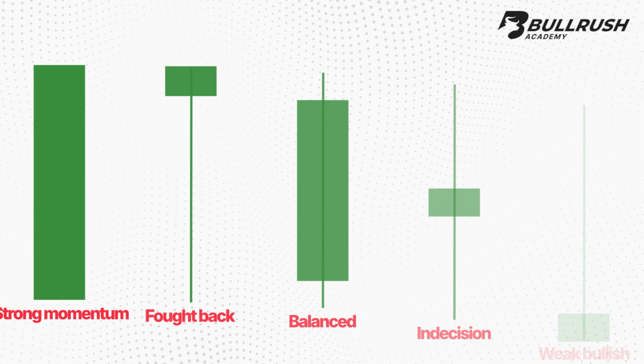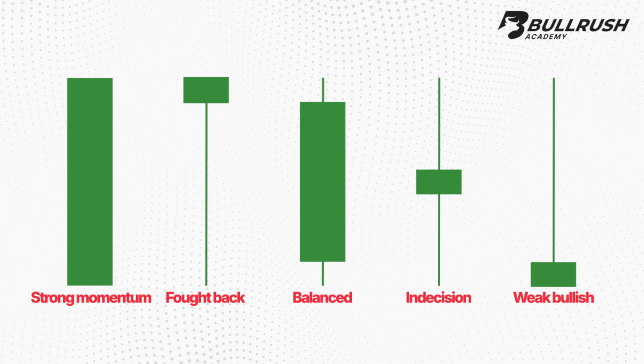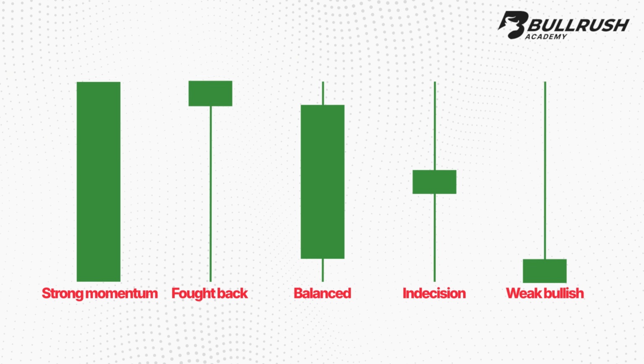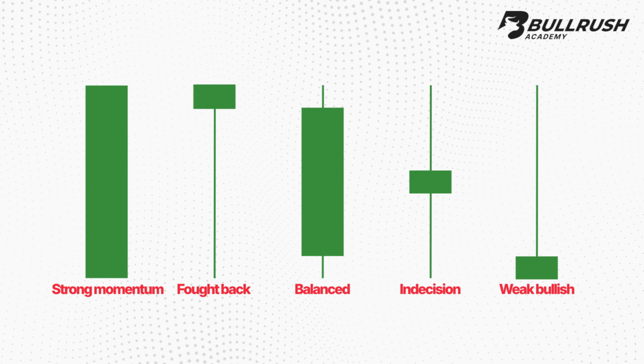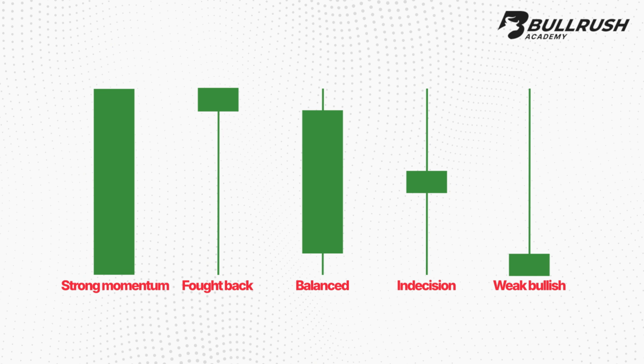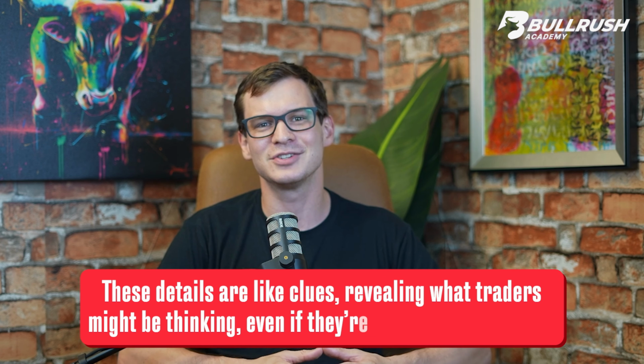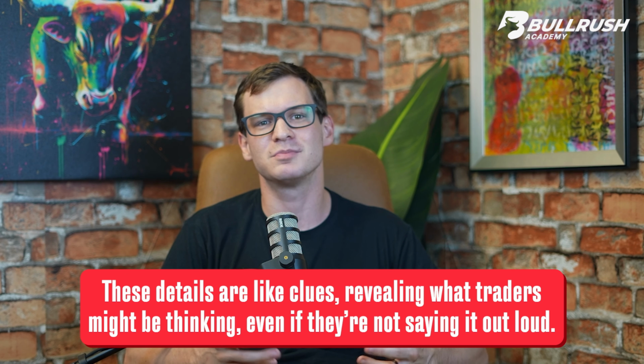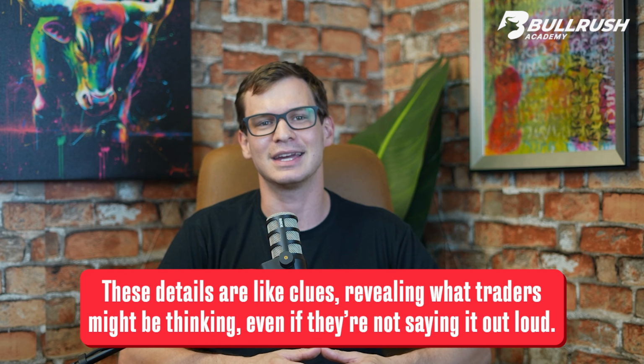What about the size of the body? Well, a long body indicates strong momentum in one direction, while a short body or a candle with a small body and long wicks often points to indecision or a possible pause in the trend. These details are like clues, revealing what traders might be thinking even if they're not saying it out loud.